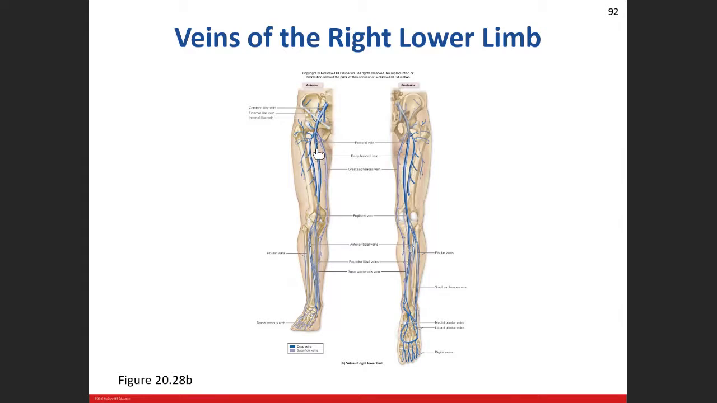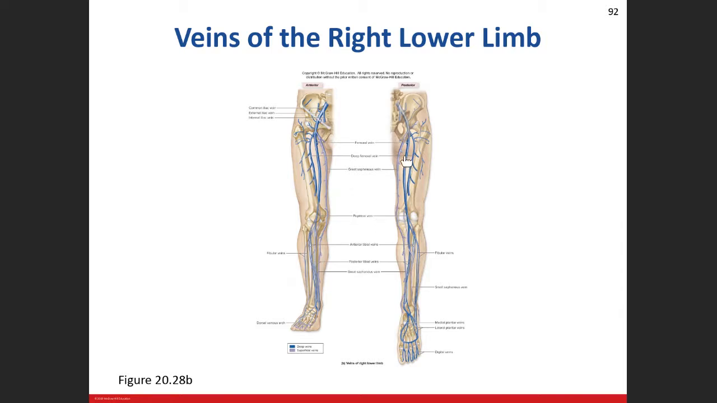And it'll run up the thigh. Here's our inguinal ligament here. Once it ducks under the inguinal ligament, on the other side, it's then known as the external iliac vein. And when the external iliac vein joins with the internal, then we have our common iliac vein. And then our right and left common iliac veins join together to form the inferior vena cava.